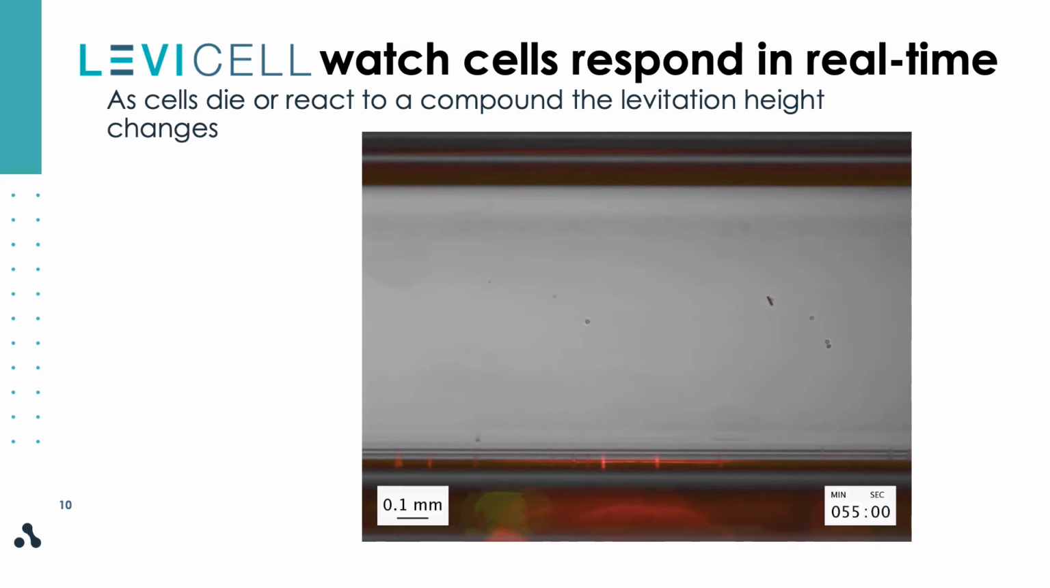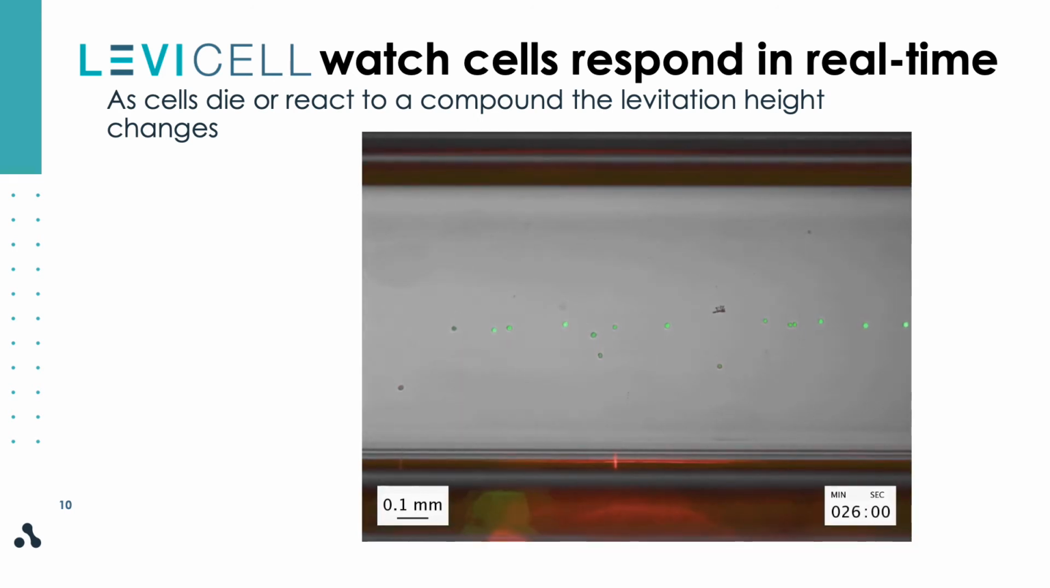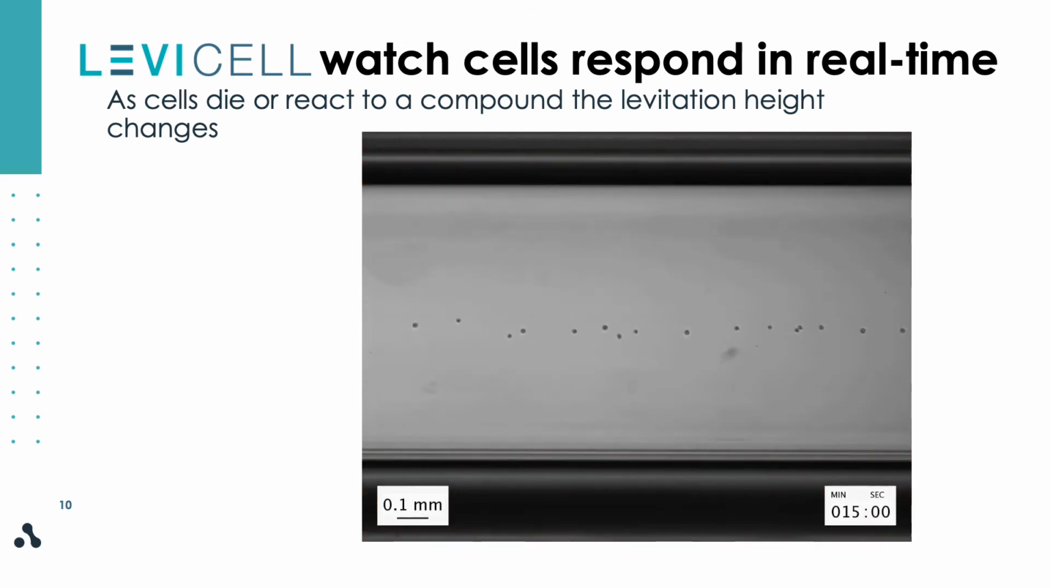Another interesting feature of this video is that we incorporated two different stains, a calcein and a PI stain. By imaging in both the green and red channels, you can see that as the cells die, they go from a green to a red state. Effectively, the dye starts to permeate the cell membrane, and as the cells go lower and lower in the levitation height, you're actually seeing the stain start to report.